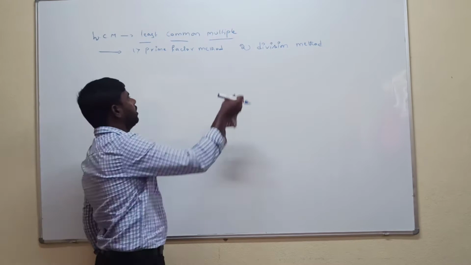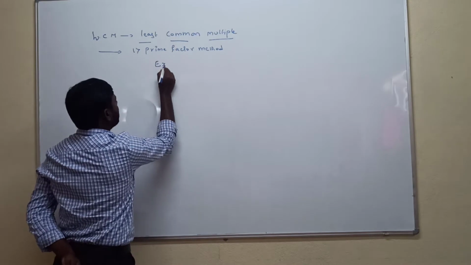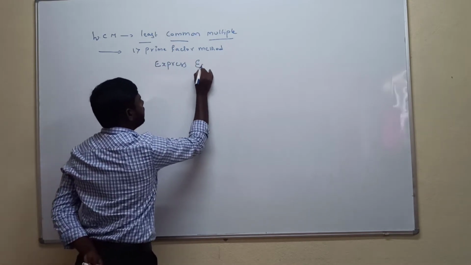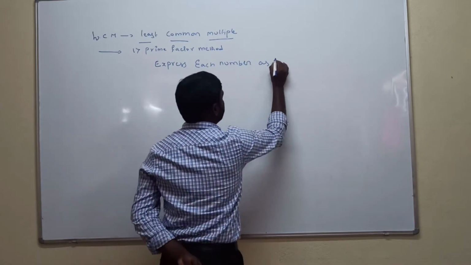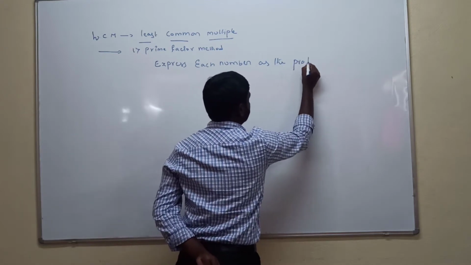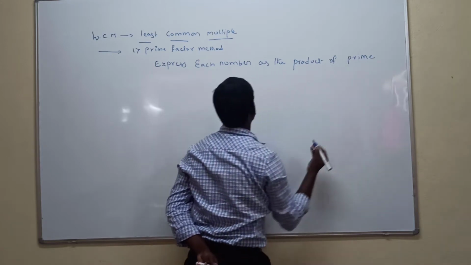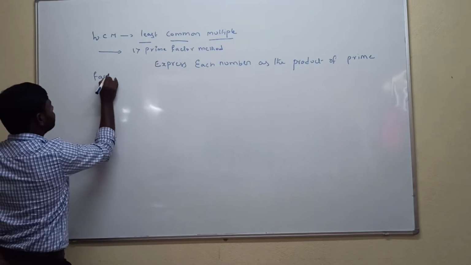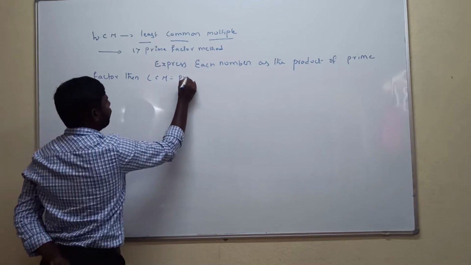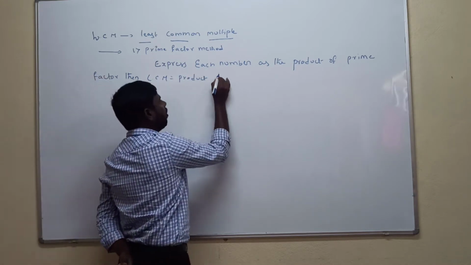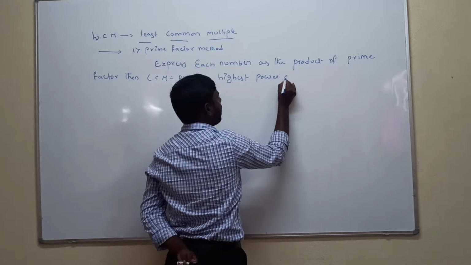What is the condition for the prime factor method? Express each number as the product of prime factors, then LCM is equal to the product of the highest power of all the factors.